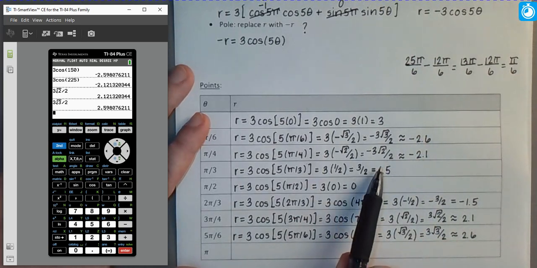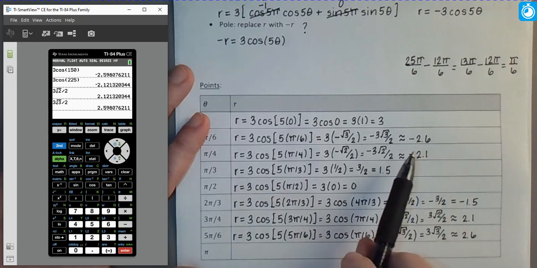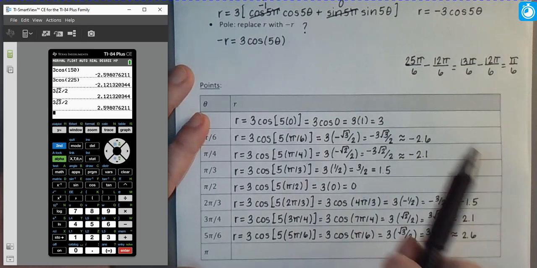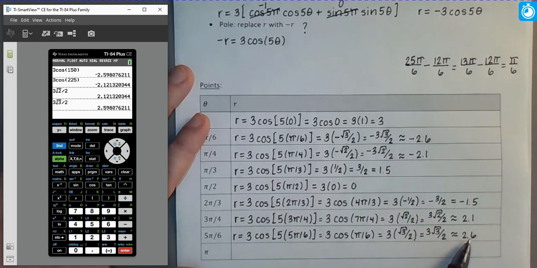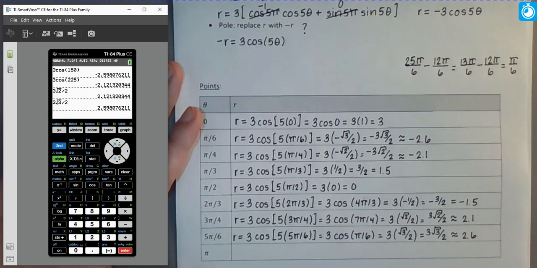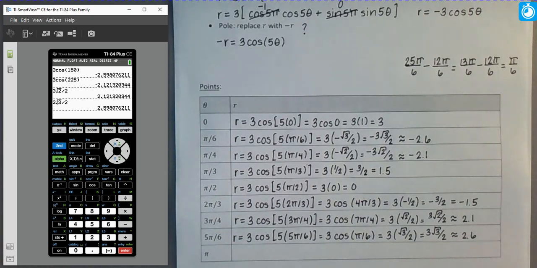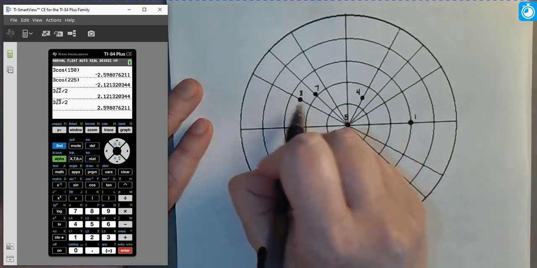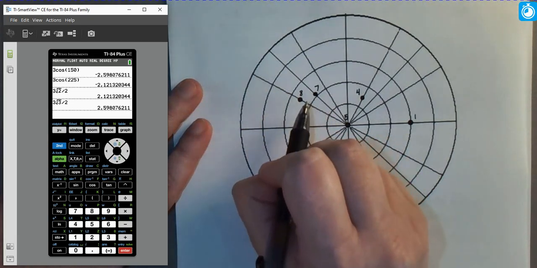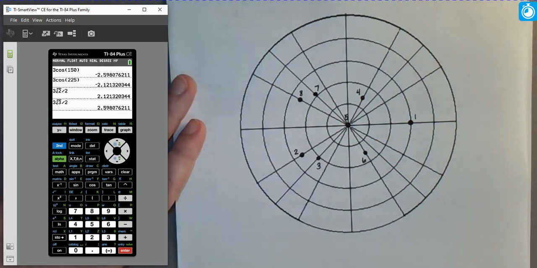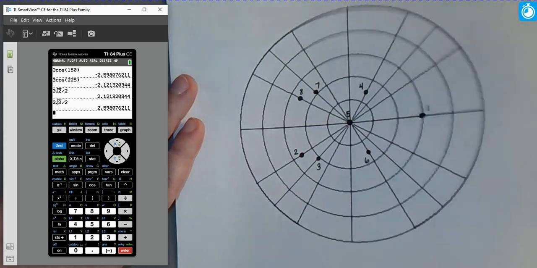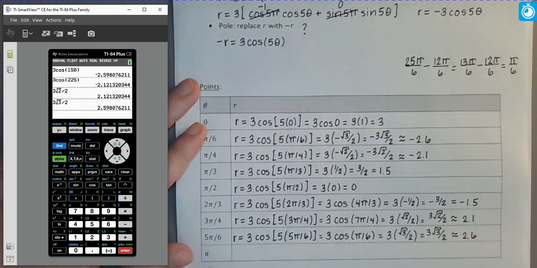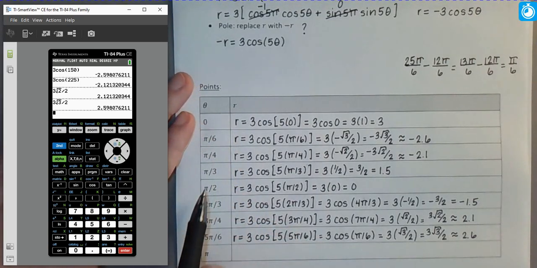Notice if you look at some of these values, we can see a lot of symmetry here. Here at 0, 1.5 and negative 1.5, negative 2.1, positive 2.1, negative 2.6, positive 2.6, which means you can probably guess what's going to happen here at pi. Okay, so at 5 pi over 6, we're at about 2.6. So that confirms that that's the point that we want.